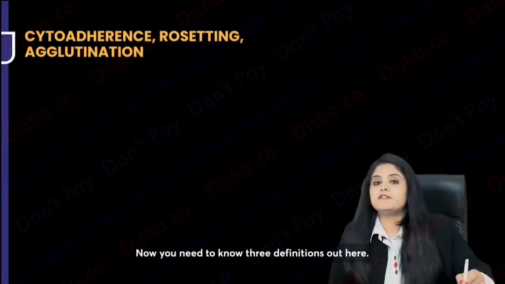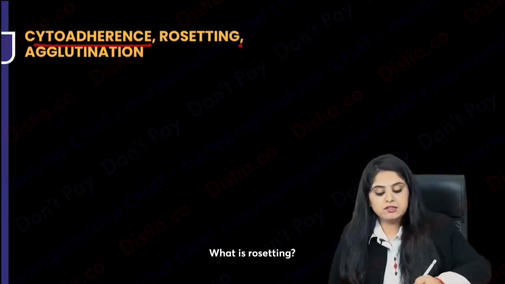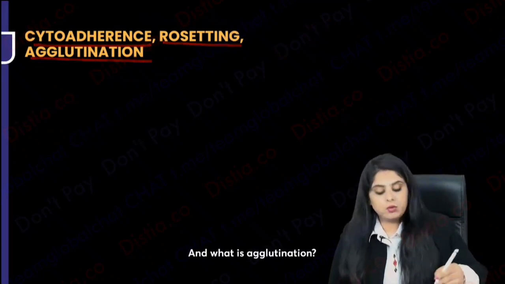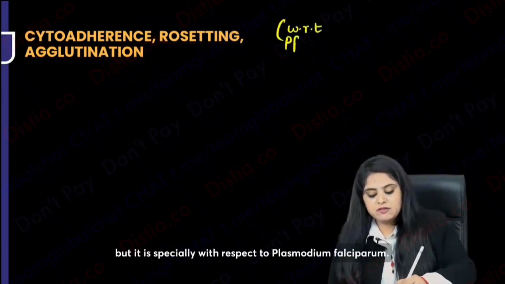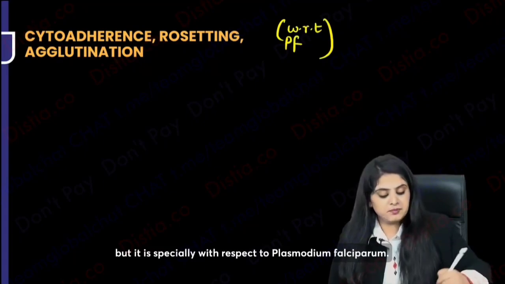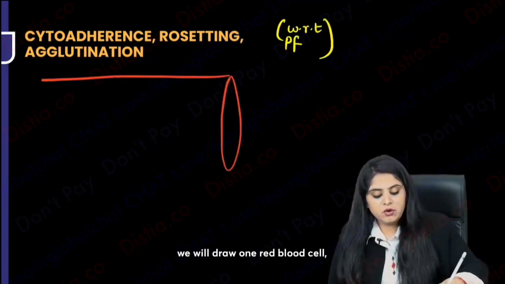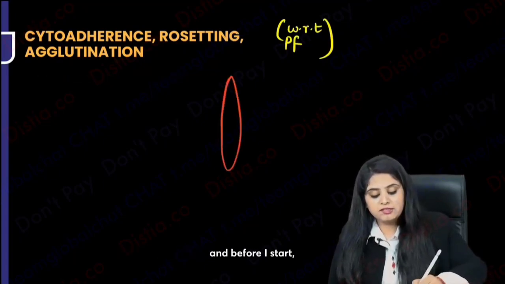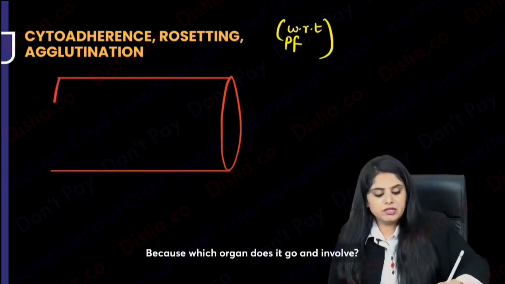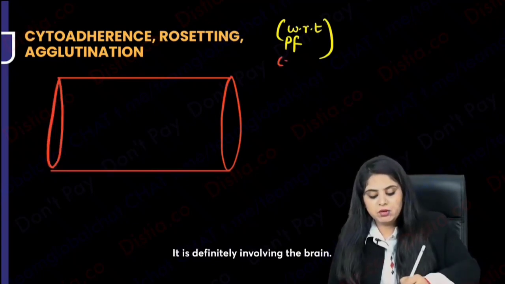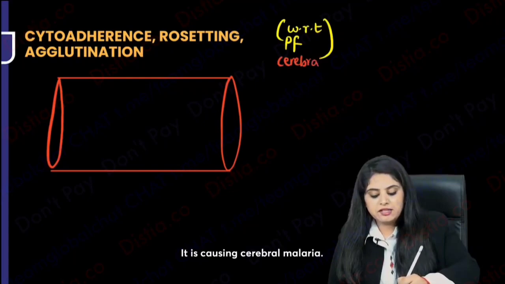Now you need to know 3 definitions here. What is cytoadherence? What is rosetting? And what is agglutination? This can be seen in all, but it is especially seen with respect to Plasmodium falciparum. So what I'm going to do over here, we'll draw one red blood cell. And before I start, why am I focusing on Plasmodium falciparum? Because which organ does it involve? It is definitely involving the brain. It is causing cerebral malaria.